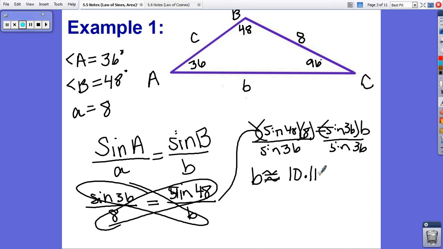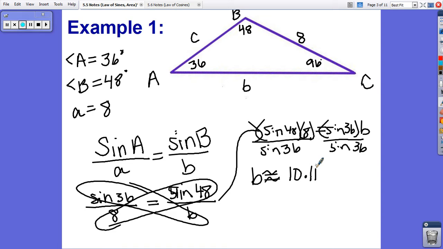Now, if you didn't get that for an answer when you put it in your calculator, you probably have your calculator still in radians. So you have to make sure that your calculator is in the right mode. We're working with degrees when we do sine and law of sines and law of cosines, so your calculator has to be in degrees, and you're going to have to remember to switch back and forth on the test.